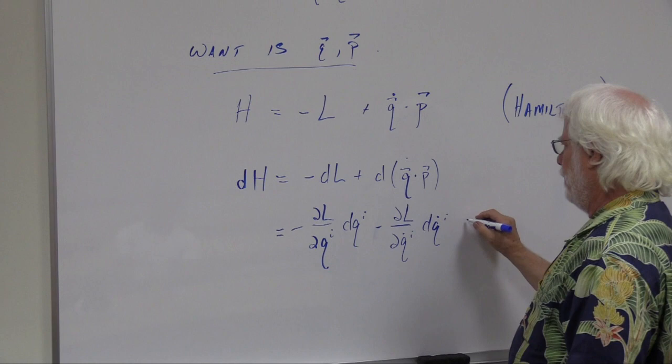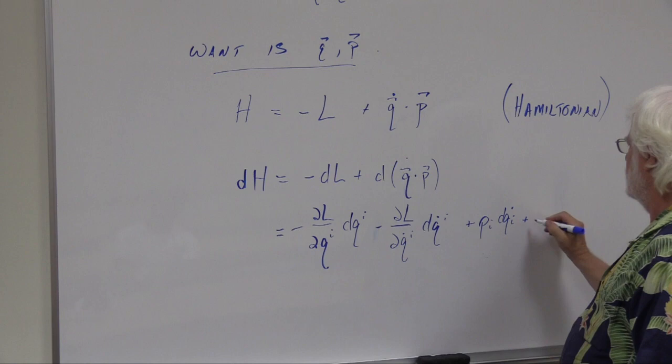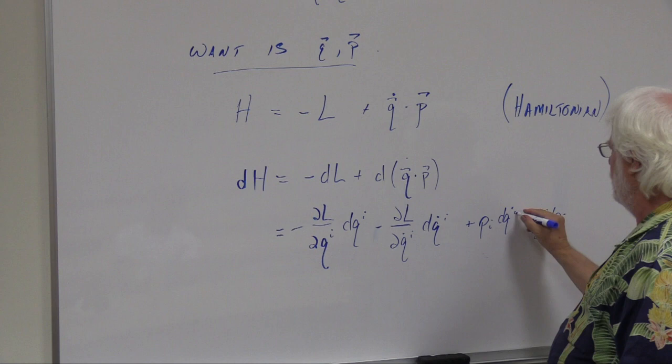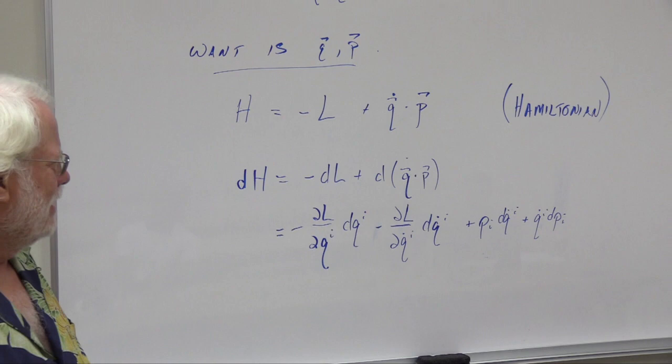Then this differential is Pi dQi dot plus Qi dot dPi. And let's see, that one goes up. For those 100% among you who know what up and down indices refer to, P actually does emerge as a covariant vector. Okay.